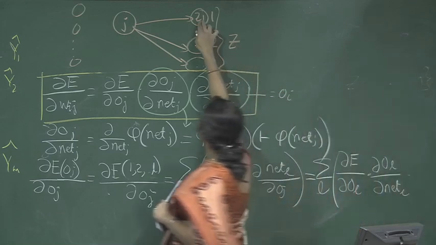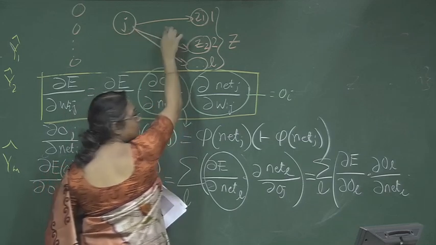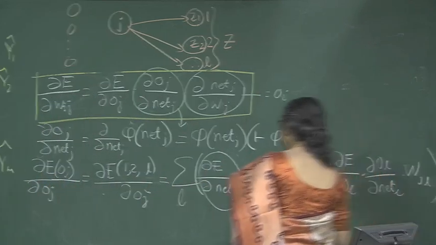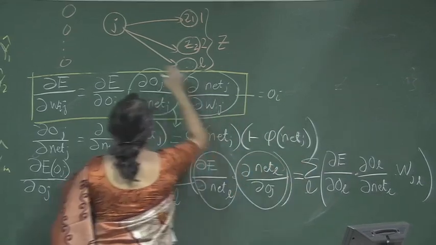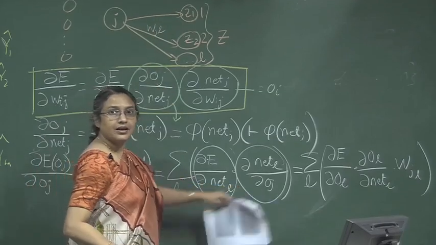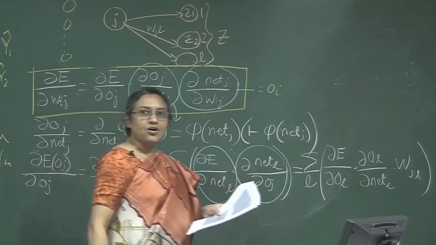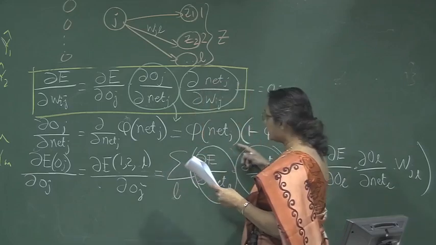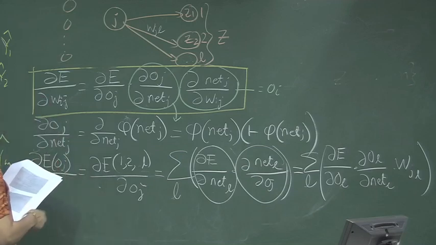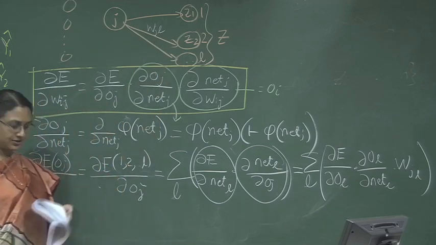So, net L will depend on sigma Wjl Oj, right. So, from this we get Wjl. So, this component is equal to Wjl. Okay. So, we have this expression. So, we can compute this derivative of error with respect to Oj if all the derivatives with respect to the output of the next layer are already computed.